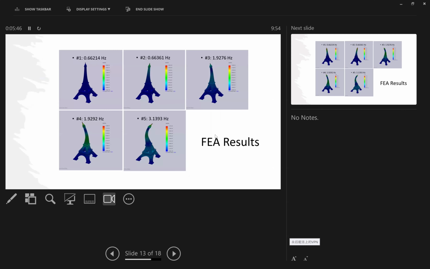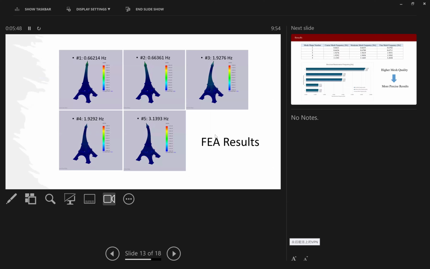So here are our FEA results. We can see our first and second mode shapes have really similar frequencies, about 0.66 Hertz. Our third and fourth modes also have really similar frequencies, around 1.92 Hertz. And our fifth mode has a frequency of 3.13 Hertz.